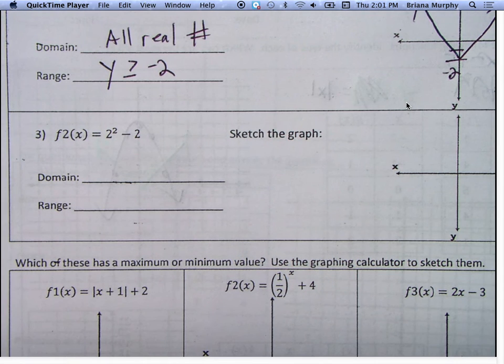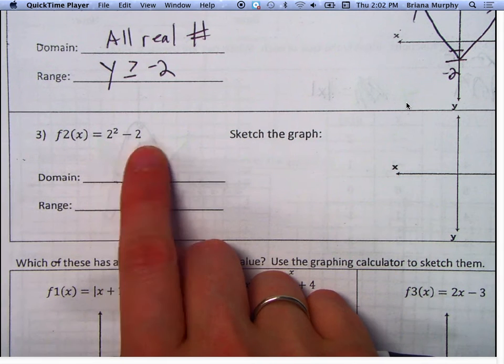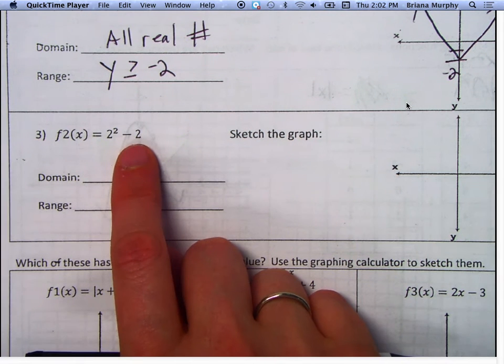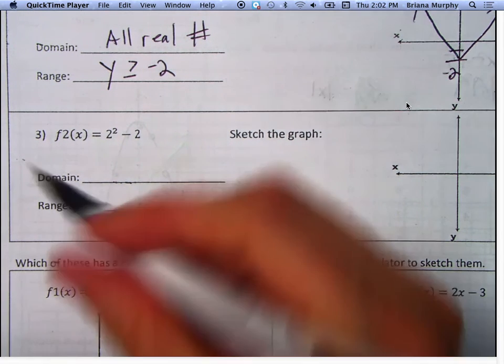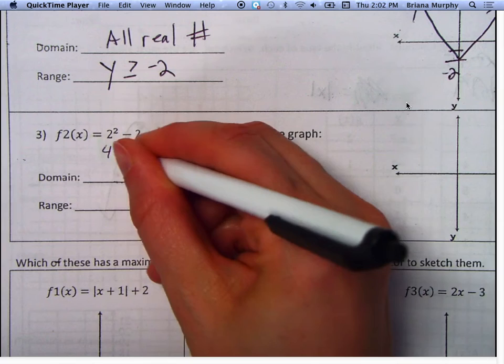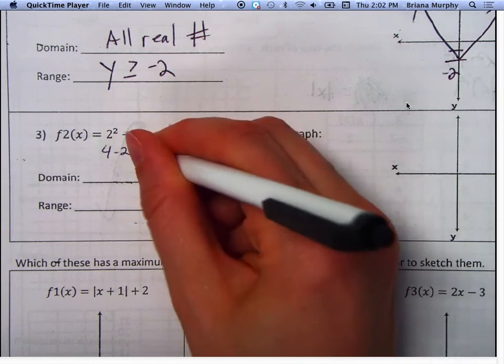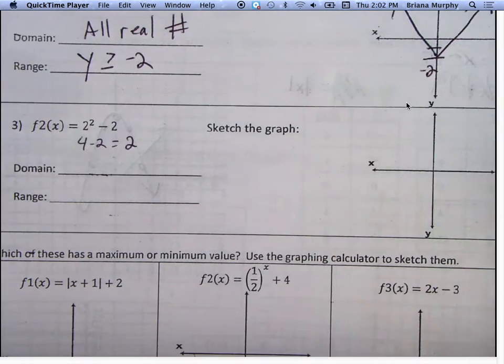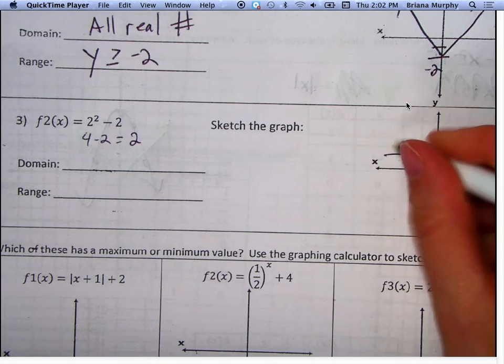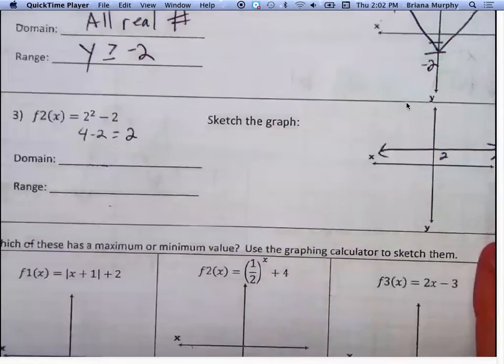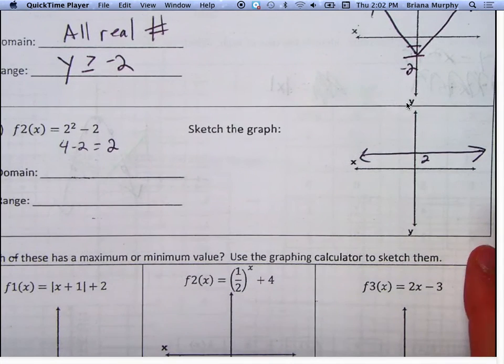You get number 36. Okay. Now, I think there was a typo when this was done, because 2 squared minus 2 is just going to be what? What's 2 times 2? What's 4 minus 2? 2. So that's going to be y equals 2. It looks like that, right?